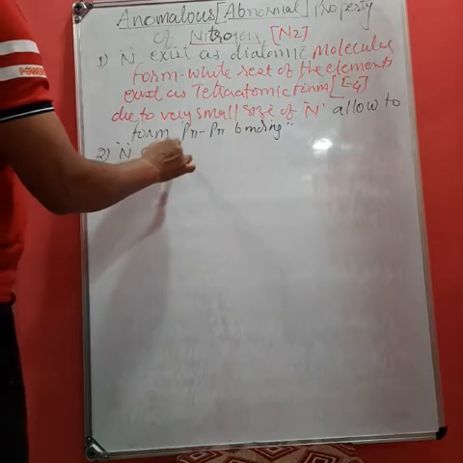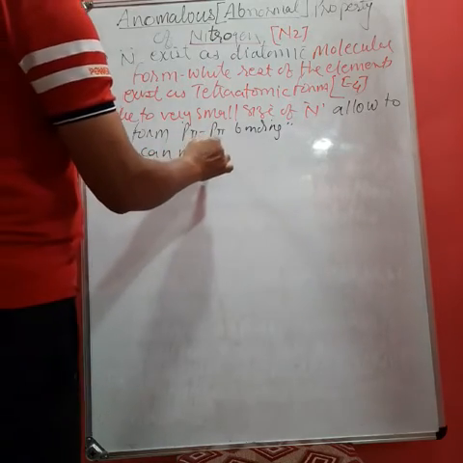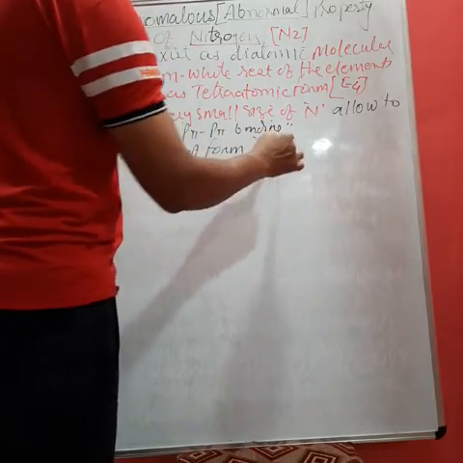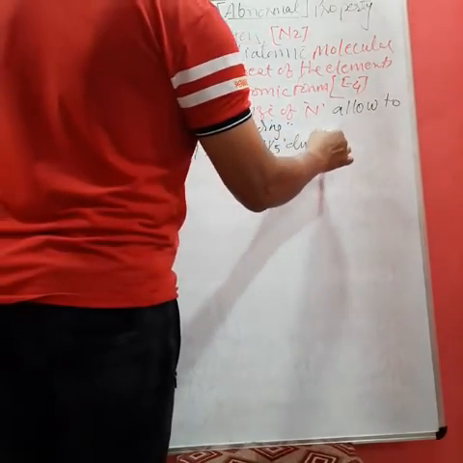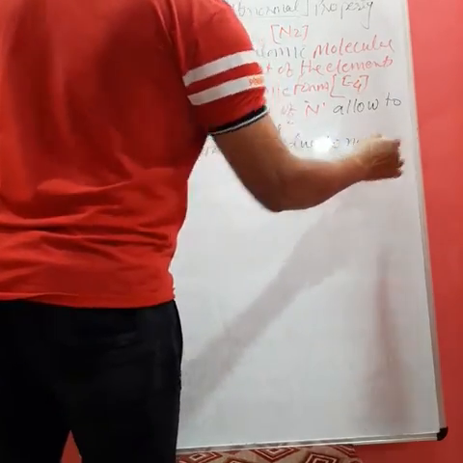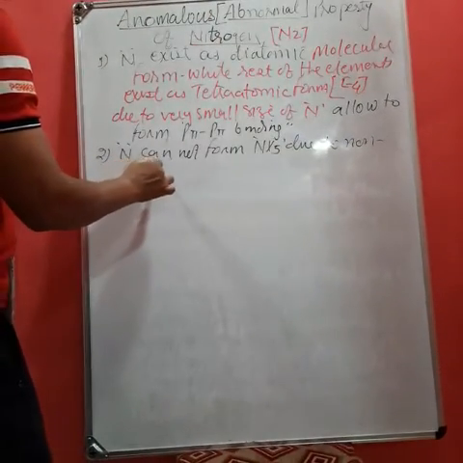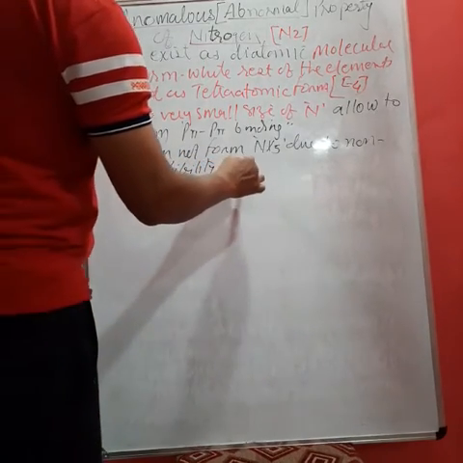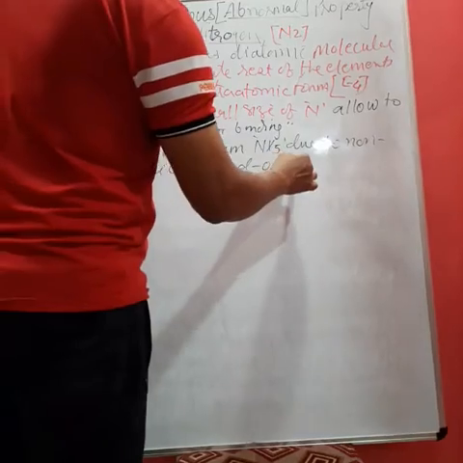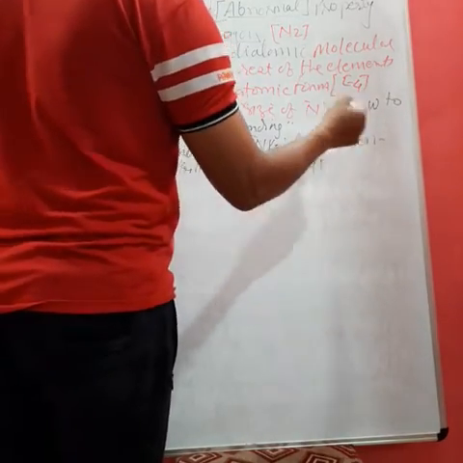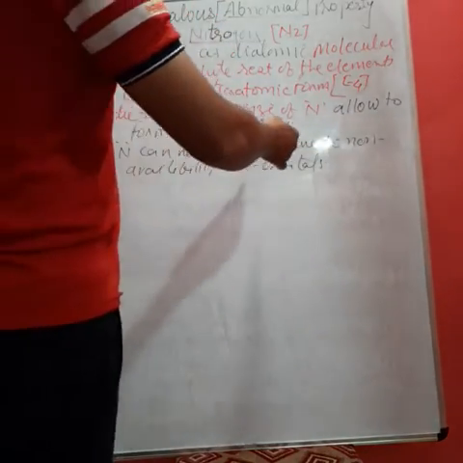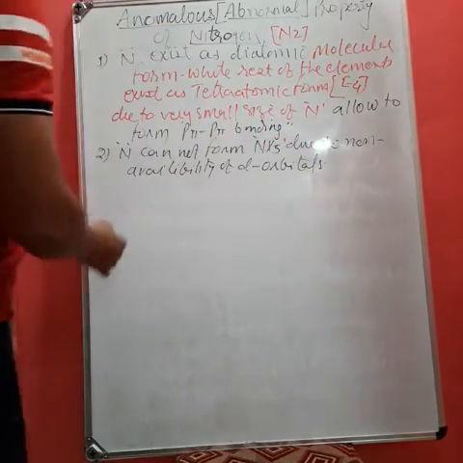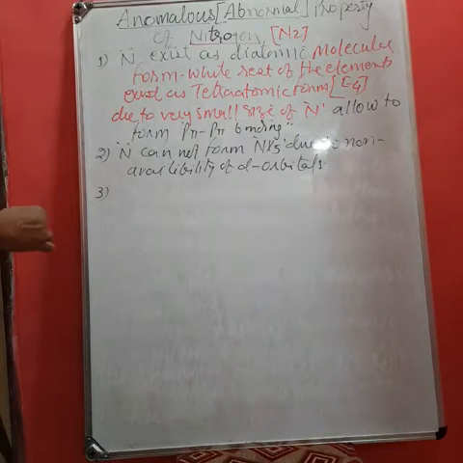Next one is nitrogen cannot form NX5 due to non availability of d orbitals, while the rest of the elements can form what? PCl5, AsCl5, etc. Again we have checked this question.